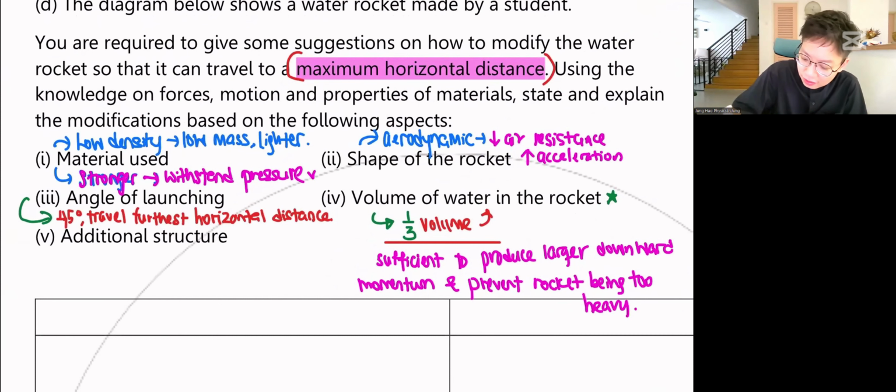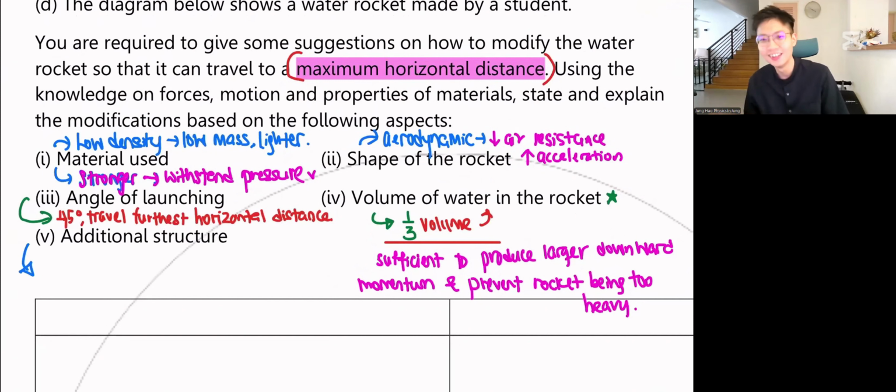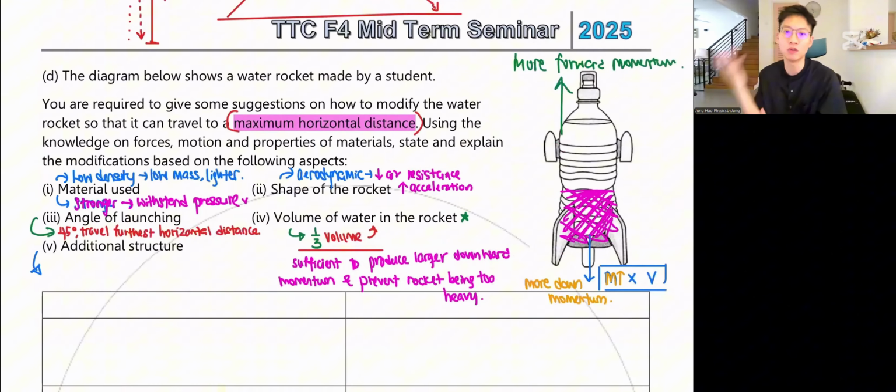Then after that, we will look at number 5. Okay, number 5. Sally, your answer is not very good. Wednesday, I tell you why it is not very good. Okay, additional structure. Okay, guys, come on. We still got one more page to go only. So what additional structure must the water rocket have?